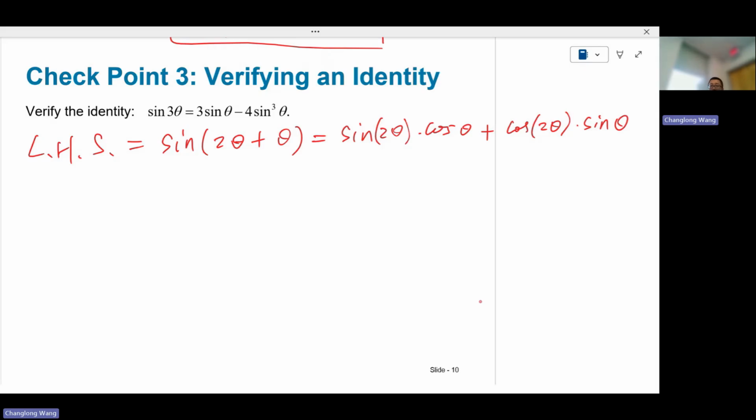Keep reminding yourself that you want to get all the sines, right? You want to expand them, get to the sine and sine cube. That means I don't want to see sine 2 theta or cosine theta or cosine 2 theta, right? The only thing I like is sine theta.